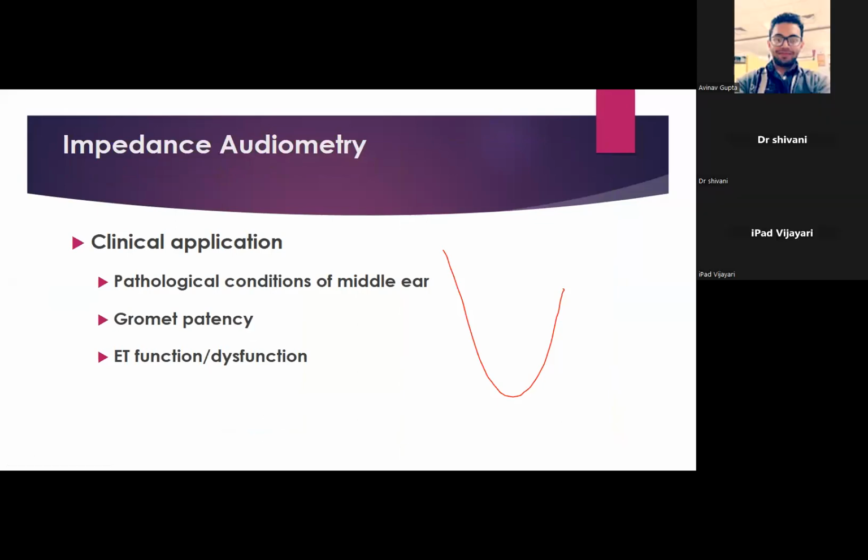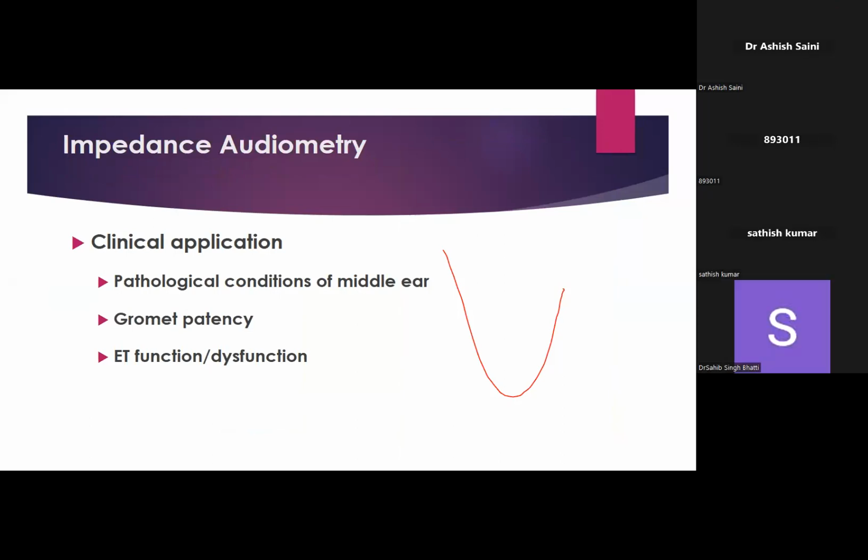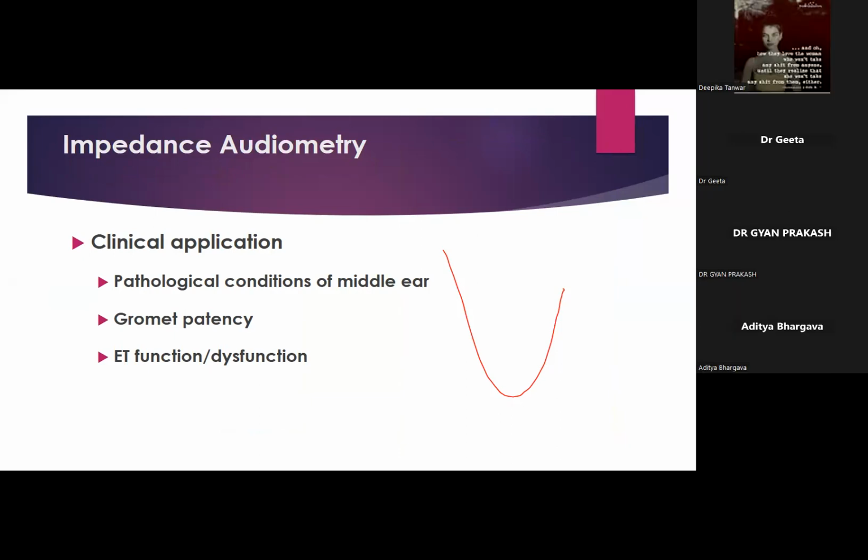The clinical applications of impedance audiometry include identification of pathological conditions of the middle ear, checking whether the patency of a grommet which has been inserted is there or not, and also checking the eustachian tube function or dysfunction whatsoever.